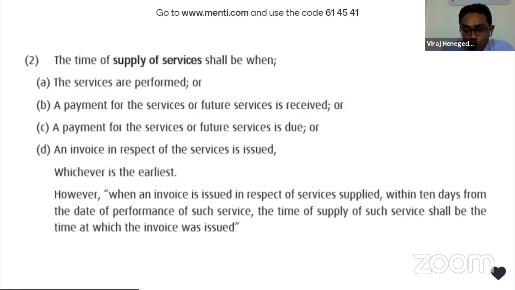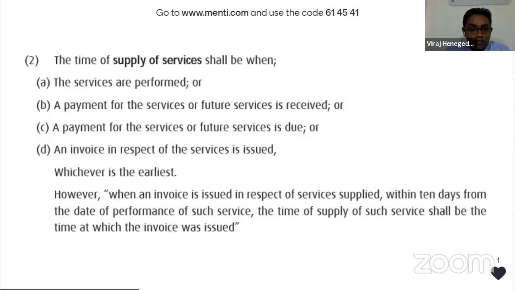Then for services, the same criteria apply. For the time of supply of services, again you need to look at when they have performed the service. Number two, payment for services. Then the third one, the payment for services or future services is due, so you can understand the difference. First is when you perform your service. Second is when payment for future services is received, and the third is when it is due, but you still haven't received it. And the last one is when an invoice in respect of the service is issued. Here also the same criteria: if the invoice is issued in respect of services supply within 10 days from the date of performance of such services, the time of supply of such service shall be the time at which the invoice was issued. So this is what you need to understand again.